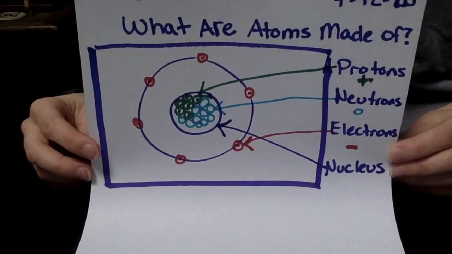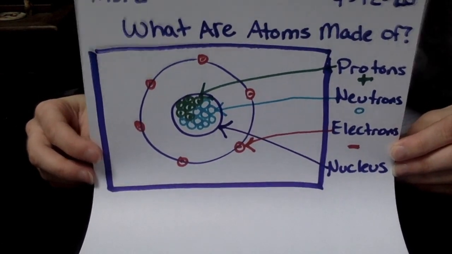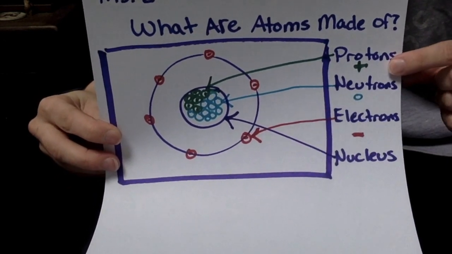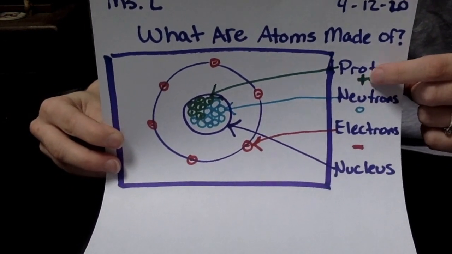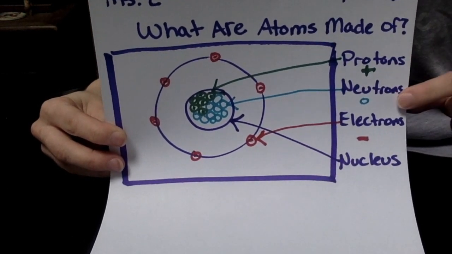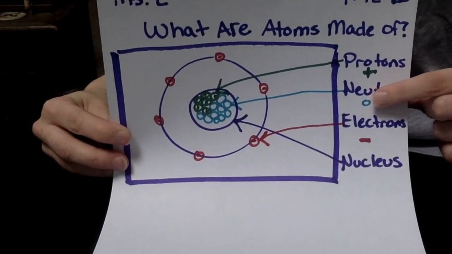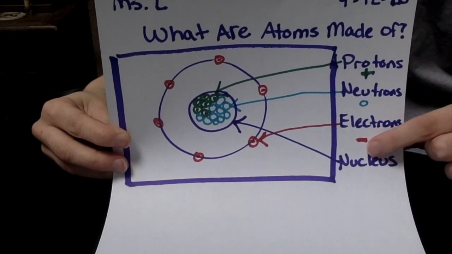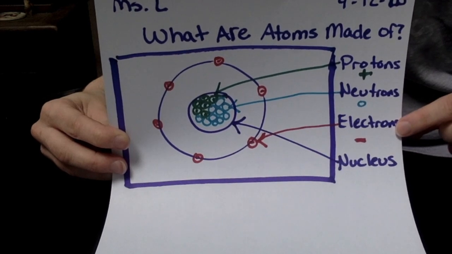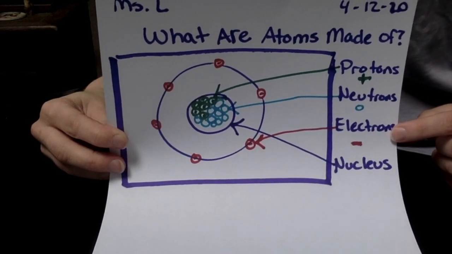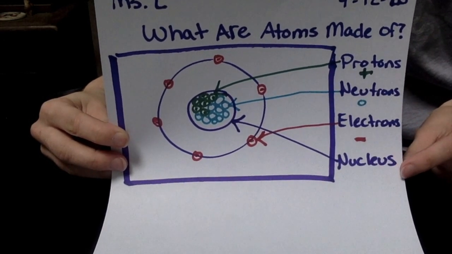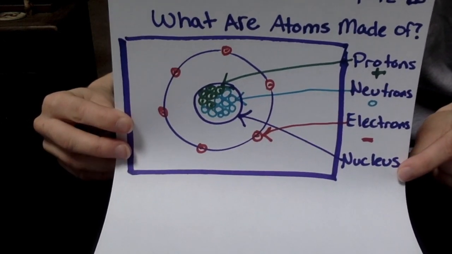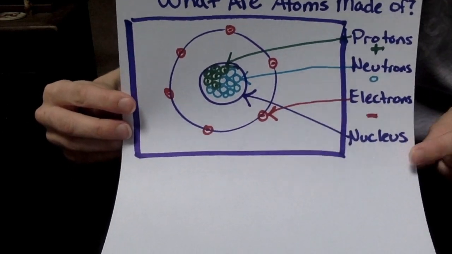Now your picture doesn't have to look exactly like mine, does it? But the big important thing I want you to have is some protons, labeled with a plus because they have a positive charge. Some neutrons with no label because they have no charge. And some electrons with a negative because they have a negative charge. And then I want you to draw an arrow to where the center or the nucleus is in your atom. Once you've done that, we'll go on to the bottom part.